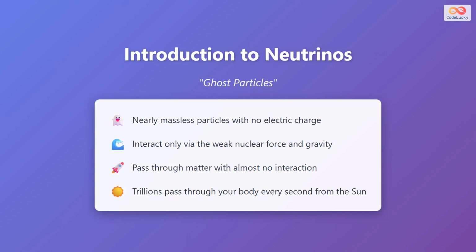Now let's turn our attention to neutrinos, often called ghost particles. Neutrinos are nearly massless particles with no electric charge. They interact only through the weak nuclear force and gravity, making them incredibly difficult to detect. Neutrinos pass through matter with almost no interaction whatsoever. In fact, trillions of neutrinos from the sun pass through your body every single second without you ever noticing. Their elusive nature makes them one of the most fascinating and mysterious particles in physics.